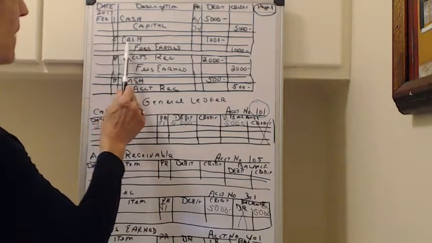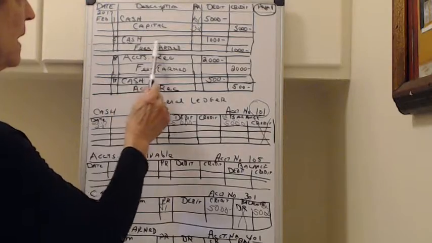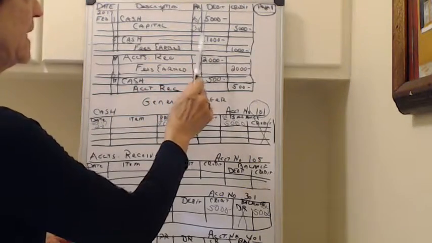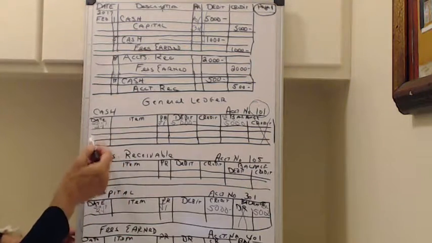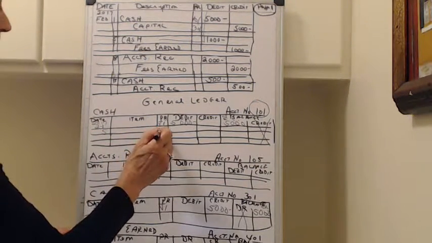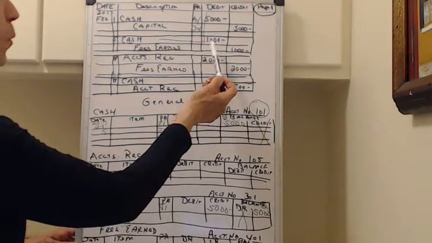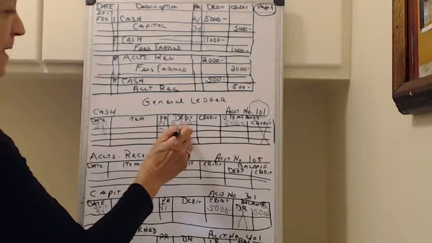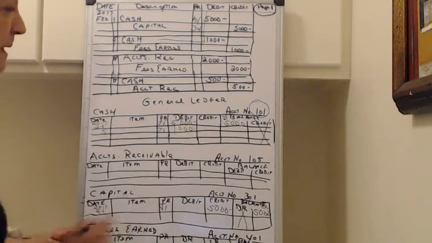But anyway, on the 5th, I have cash, and I'll come over and I have a debit. I'll go up and look. I need to post that debit. I'm going back to cash. The date's the 5th, J1, and I'm putting now $1,000 in the debit column. So I'm putting $1,000 in my debit column.